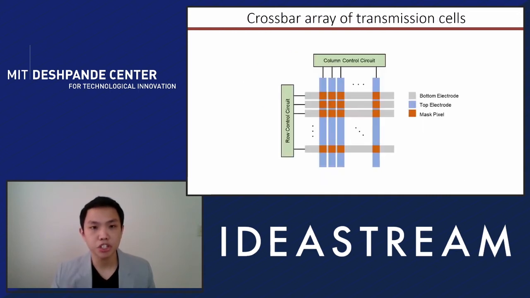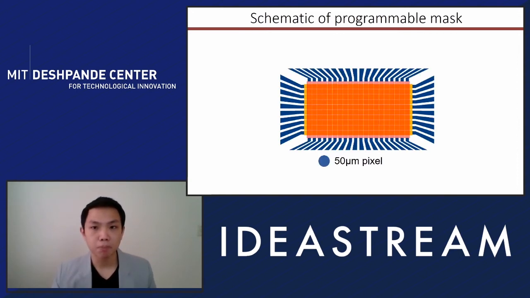If you arrange these cells in a crossbar array which are tightly packed, you can make a programmable mask. So this is very similar to the displays in your house where you have millions of pixels. And in our case, the pixel is 50 micron by 50 micron for our first prototype.